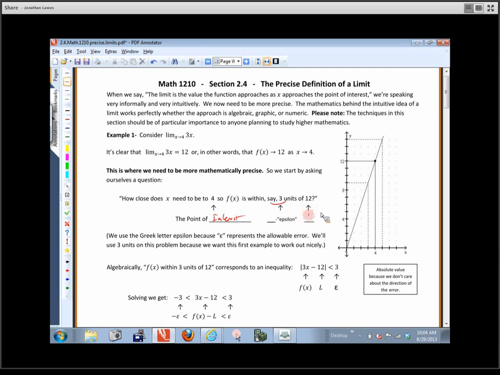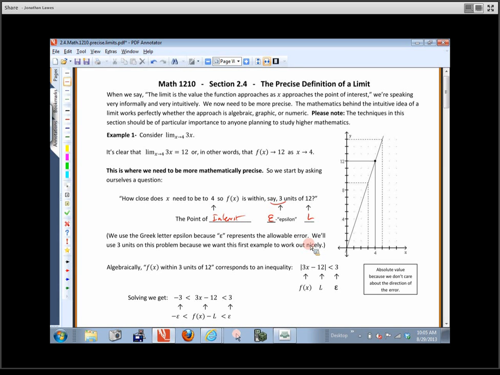Okay, this is what we think is the limit, what we can tell by just looking at the picture. And what we're saying here is we're giving ourselves a little bit of error. We can be within 3 units or 2 units or 1 unit or maybe half a unit of 12. We're giving ourselves a little bit of leeway, and we're going to call that leeway the error, okay? And we're going to use the Greek letter epsilon to represent the error, okay?